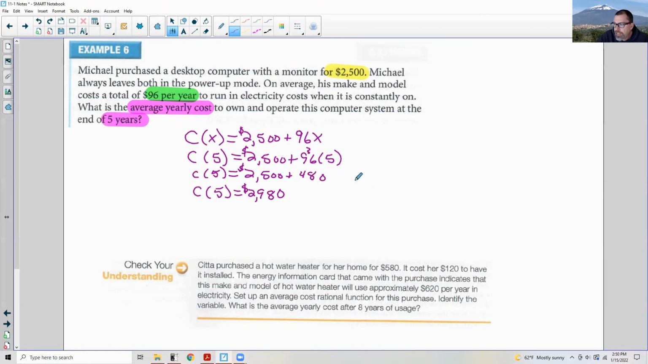Okay, so once I find that, now I want to take that C of 5 and divide it by 5 to see what it costs per year. So then I'm just going to simply divide both of these. Oh no, I can't divide that by 5. That's just function notation. Divide this by 5, and that will give us per year. So 5 goes into 29 5 times, with a remainder of 4. 5 goes into 48 9 times, with a remainder of 3. And 5 goes into 30 6 times. So on average, it will be $596 per year.